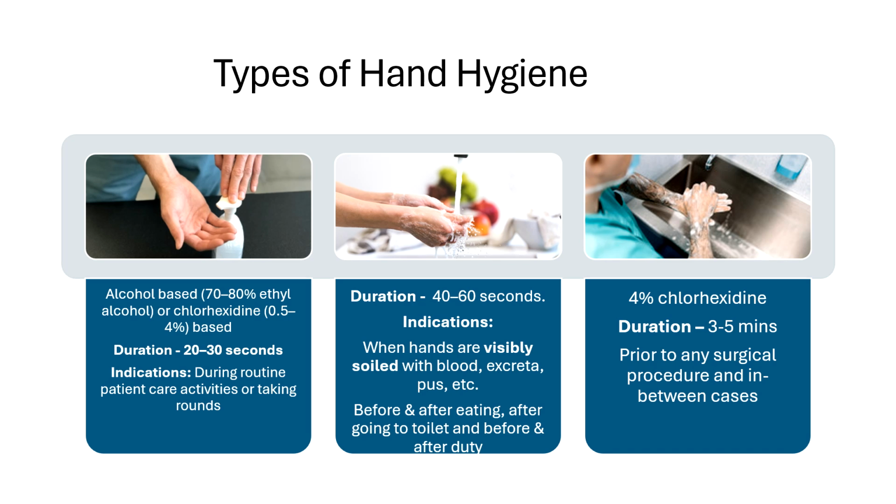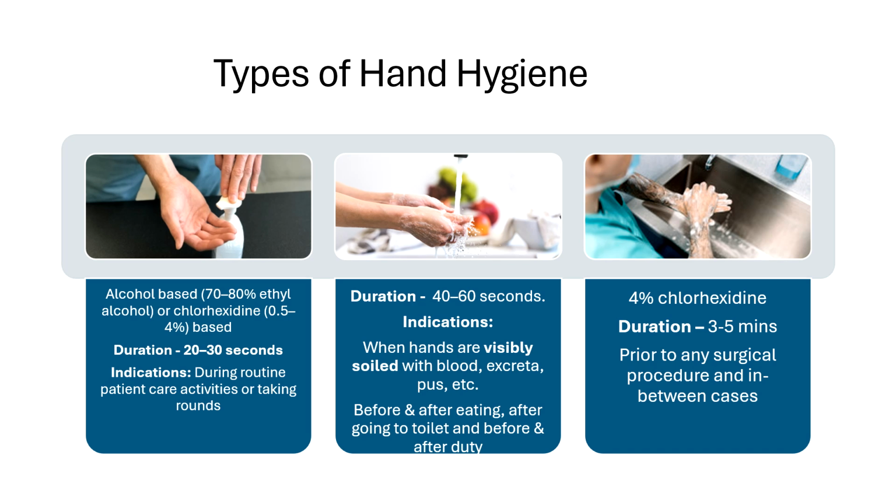In hand hygiene, there are three different types: hand rub, hand wash, and surgical hand wash. For hand rub, the agents used are alcohol based or chlorhexidine based. 70 to 80% ethyl alcohol is used, or 0.5 to 4% chlorhexidine. The duration is 20 to 30 seconds, and it can be used during various patient care activities or while taking rounds.